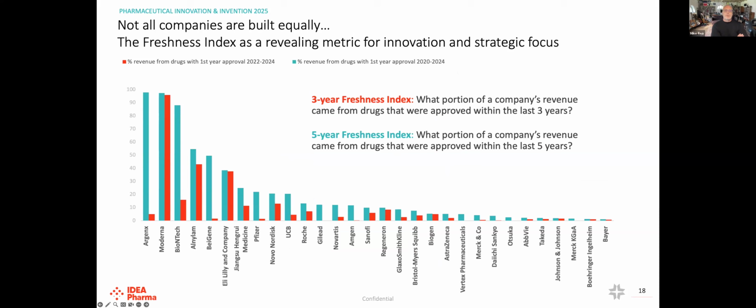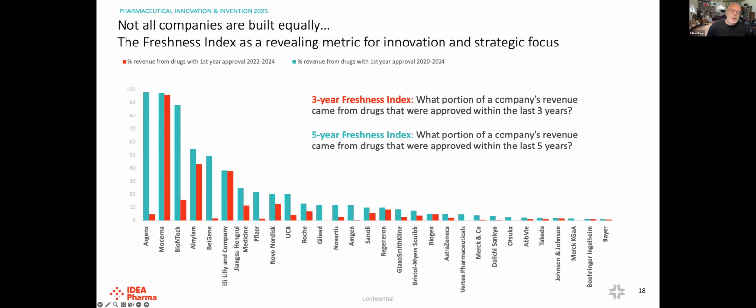Because what's represented here is really what we call the freshness index. So what proportion of a company's revenue comes from drugs approved in the last 3 years or the last 5 years, and the red and the blue bars show you that. And there is no one company that you can pull from this and say, well, there's your average pharma company. Because you'd expect some small biotechs to sit over to the left-hand side of this, because most of their revenue is going to come from drugs launched in the last 3 or 5 years.